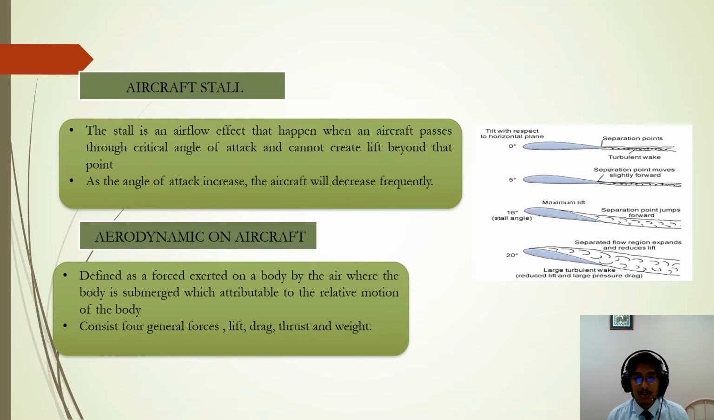So next is the airfoil stall. Stall is an airflow effect that happens when an aircraft passes the critical angle of attack and cannot create lift beyond that point. As the angle of attack increases, the lift will decrease. As you can see, the figure here shows that as the angle of attack increases, the separated flow region expands and creates large turbulence.